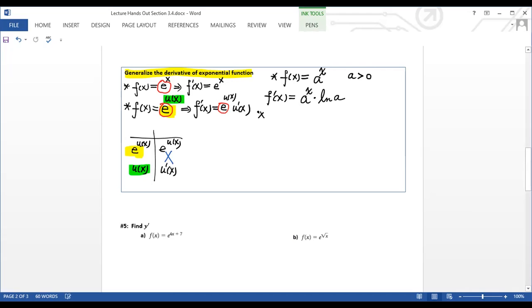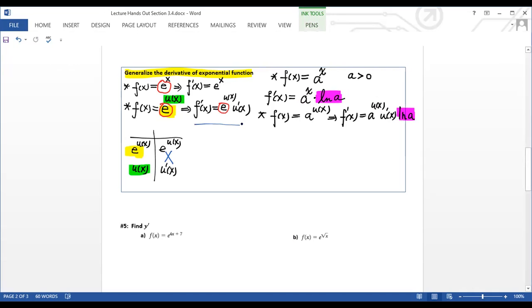The same way, if f of x is equal to a to the u of x, instead of x, then f prime of x will be a to the u of x, then you use the chain rule to get u prime of x, and don't forget you need to adjust the constants by multiplying by the natural log of a. So why does the formula look like this? That's why you need to be careful. Don't forget to adjust the constants. I'm going to show you why in a very simple way.